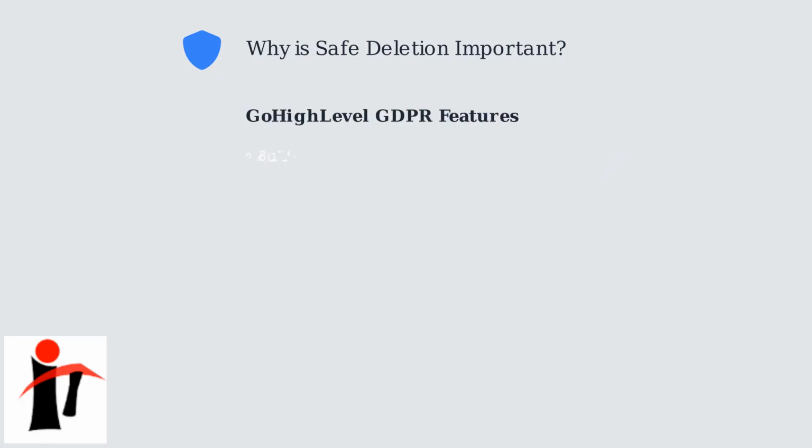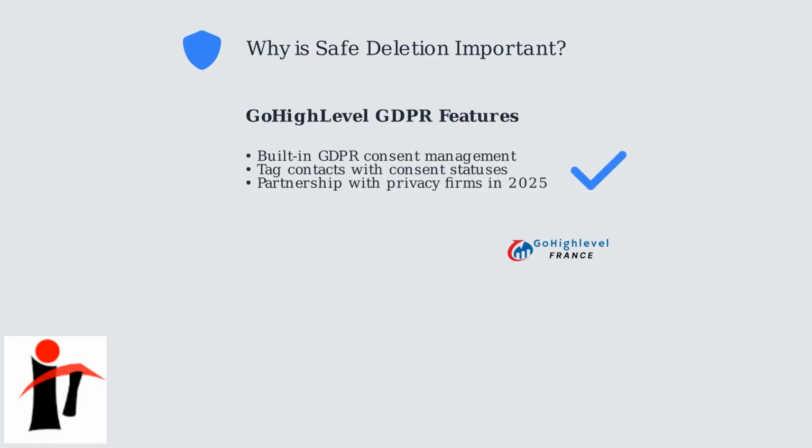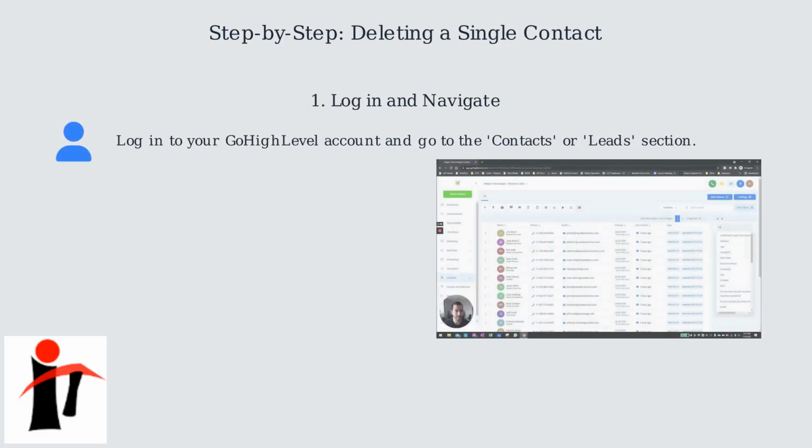To help users comply, GoHighLevel partnered with privacy compliance firms in 2025 to provide built-in GDPR consent management tools. Users can now tag contacts with consent statuses like opt-in or opt-out, making it easier to handle erasure requests and maintain compliance. Start by logging into your GoHighLevel account and navigating to the Contacts or Leads section.